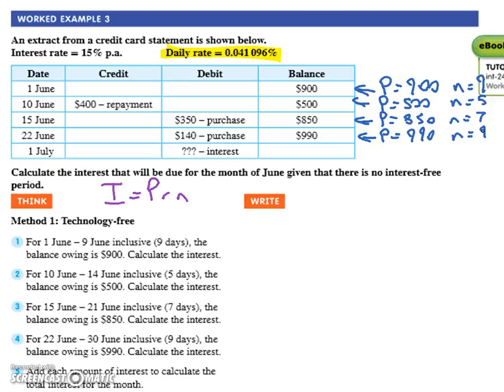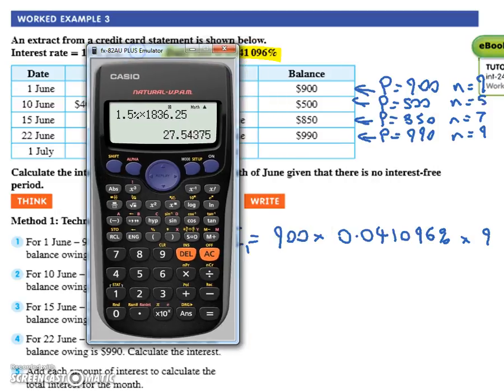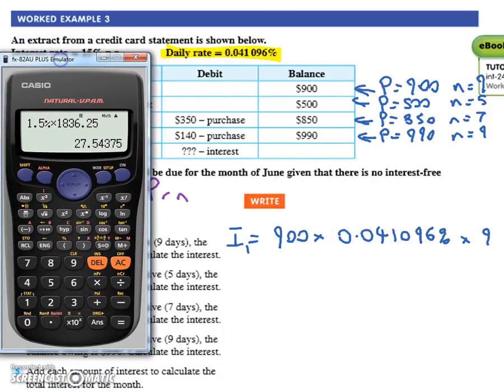So what do we got? I equals, and we'll call that I1 just because we want to. I1 equals 900 times 0.041096% times 9. Now I want to double check that. Okay, so 15% divided by 365 gives you that, yeah, cool.